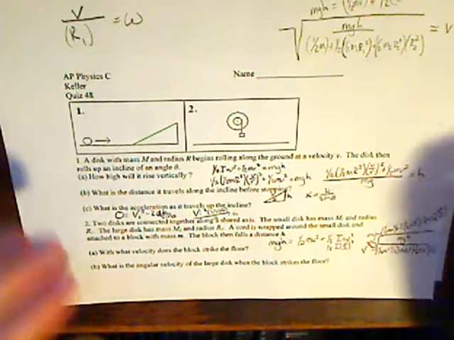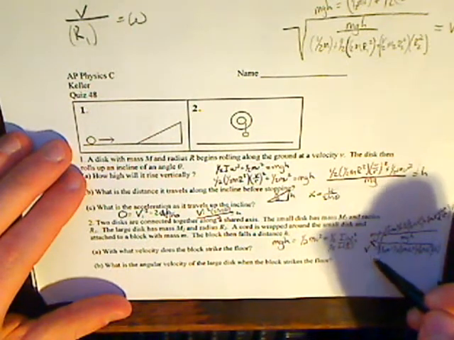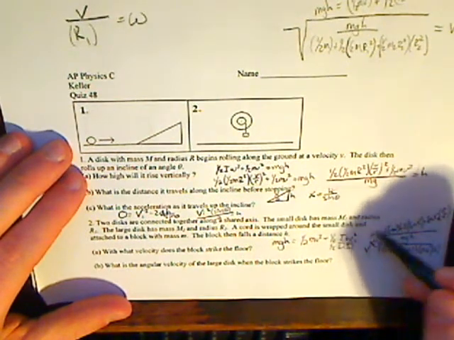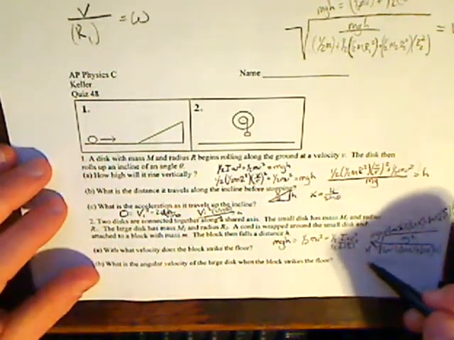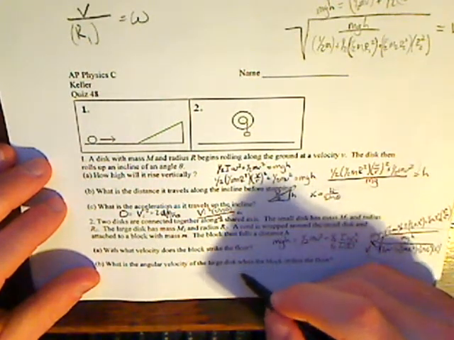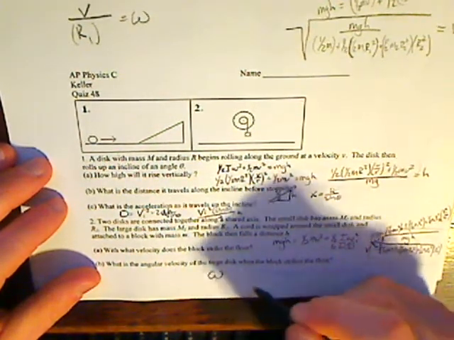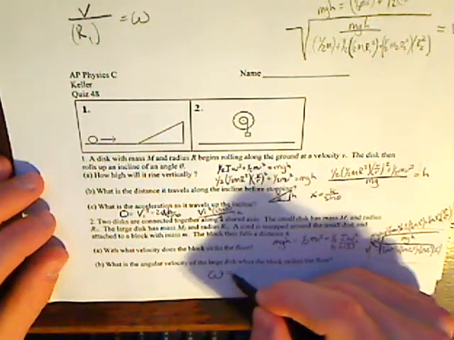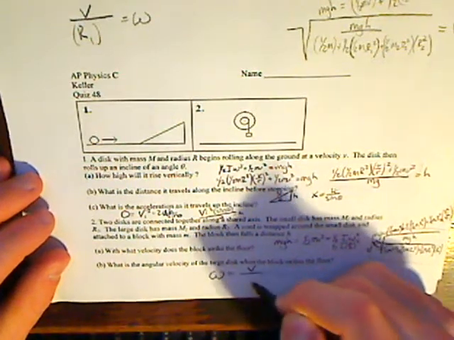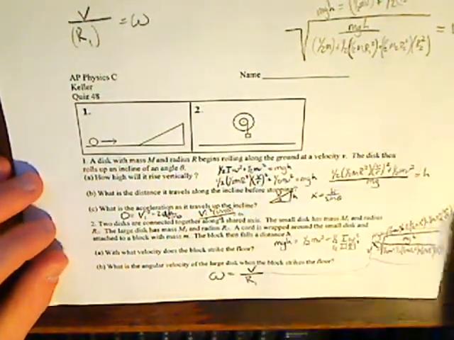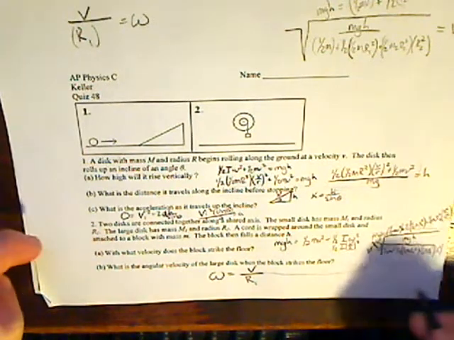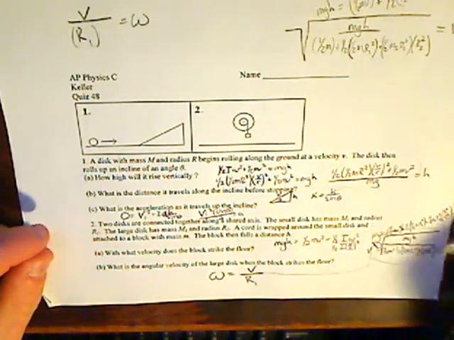And then by doing that, we can take this v value, this huge thing, and our omega of the large disk is going to be that over R1. And again, I would rewrite it for you, but you said today I didn't have to.